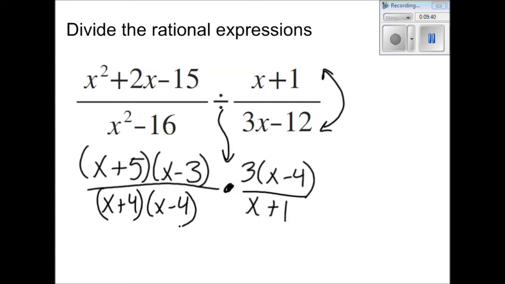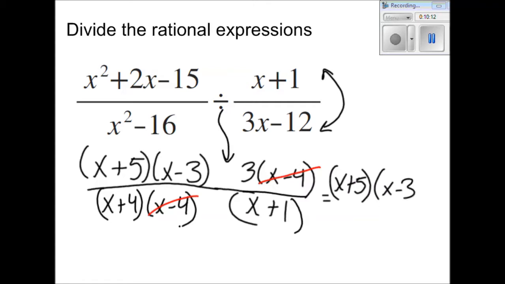And really at this point, if you feel comfortable, you could actually go ahead and just combine this into one big fraction, just like we were doing in the last problems. So now I can go ahead and look and see what's the same on top and bottom. Minus 4, and that looks about it. So what I'm left with on the top is x plus 5, x minus 3, and a 3. And on the bottom I have an x plus 4 and x plus 1.